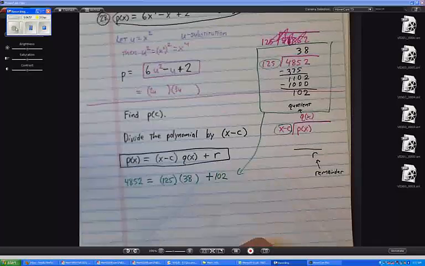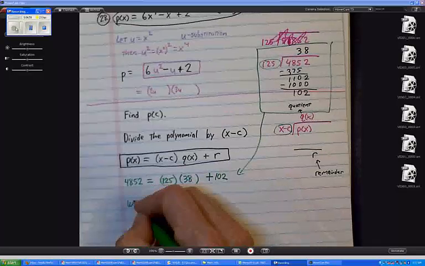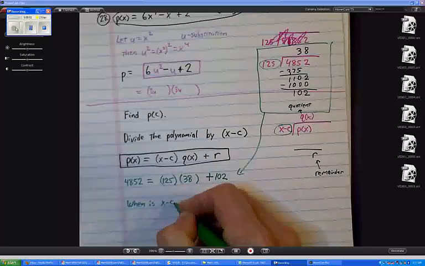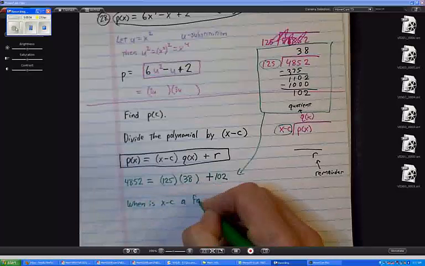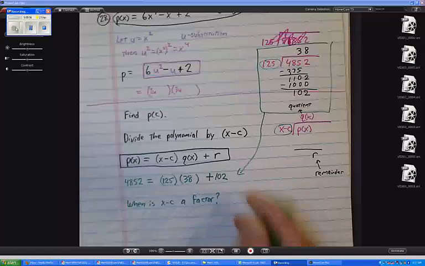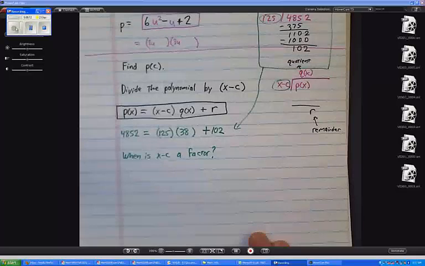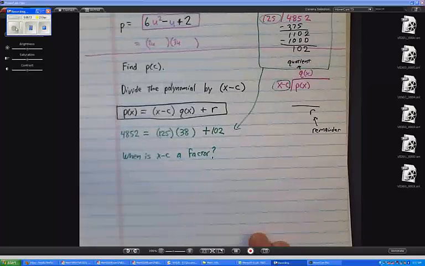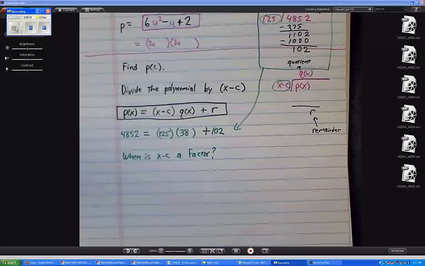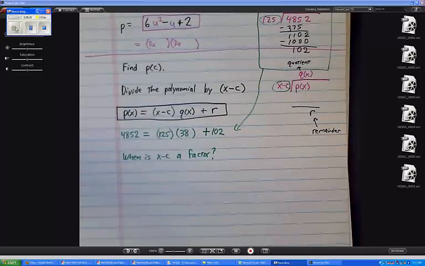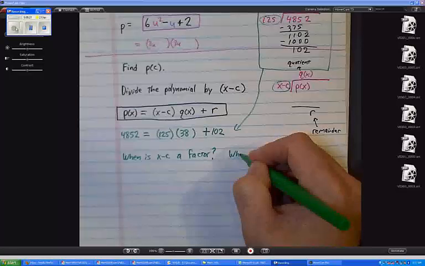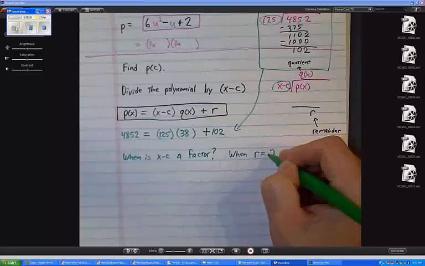Now, here's another point. When is x minus c a factor? When is x minus c a factor? You know the answer to that by now. I believe that. Our class knows that. Talk to each other about that for a minute. When is x minus c a factor? We got it. When the remainder equals 0.